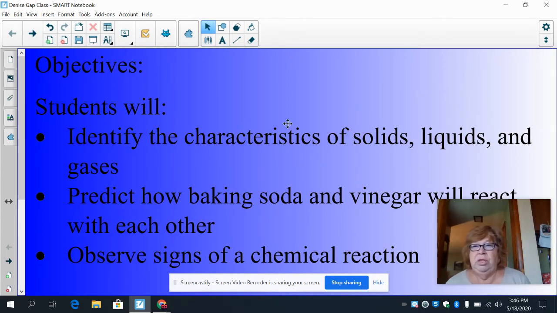So this is where our objectives come in. You're going to identify the characteristics. You're going to predict what will happen. And you're going to observe. Observe means to watch or to examine. And again, this is an activity that needs to be completed outside. It is very, very messy. It has potential to be messy, I should say.